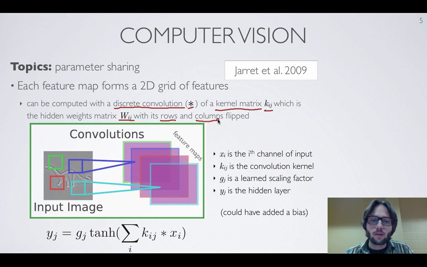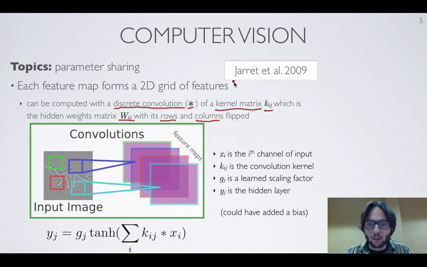So in the next videos, I'll talk more precisely about what we mean by discrete convolution for those that are not familiar with what it is. But just ignore that for now. It means that we're ready to look at what would happen if we were to compute the activation of a hidden layer.